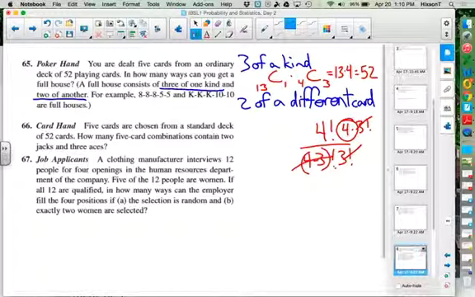Do we put the card back after we pick? No, you're picking 5 total, okay? If you put the card back, you can't use combinations. You can't use combinations or permutations if you're replacing every time.